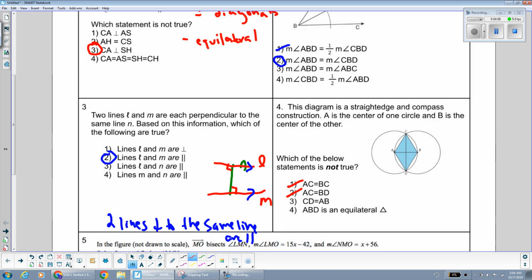CD is equal to AB. That's not true. We have no reason to believe CD is equal in length to AB. 4, ABD is an equilateral triangle. That is true because all the sides are made up of radii of the circle. AB and AD are radii of circle A, and BD is a radius of circle B.